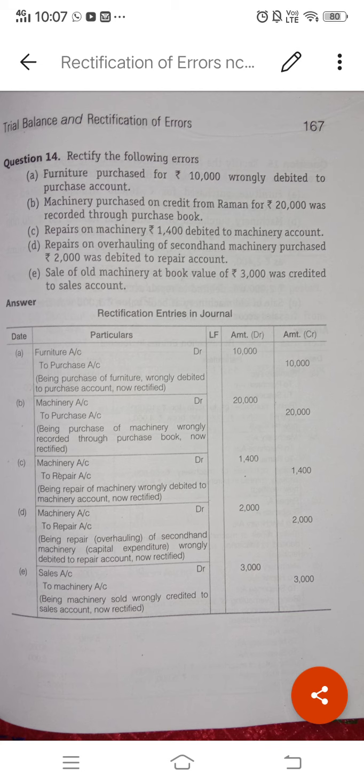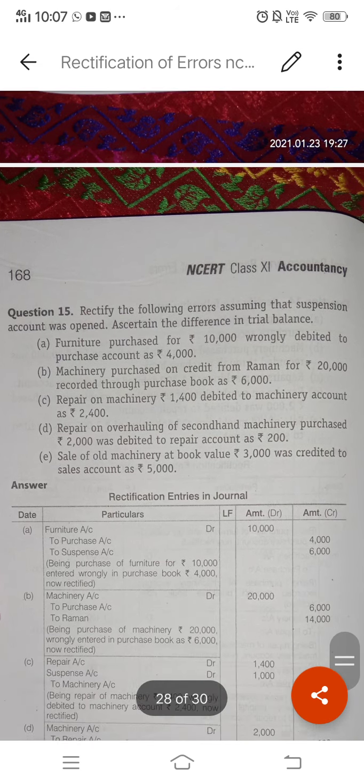So there is an excess of 3000 as a credit balance in the sales account. To cancel that, we have to debit the sales account. And what is the correct credit? We have to credit the machinery account. Okay, so the rectification entry is sales account debit to machinery account with 3000. In this sum, there is no need to prepare the suspense account because there is no suspense account balance. Okay, so see the 15th sum.